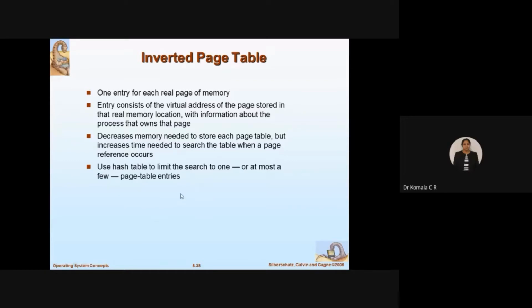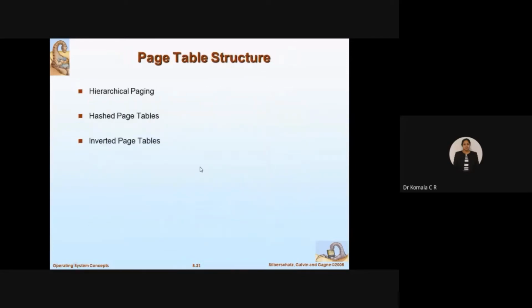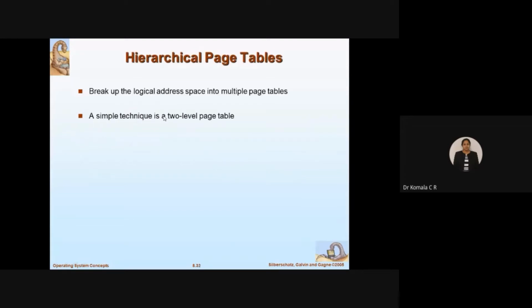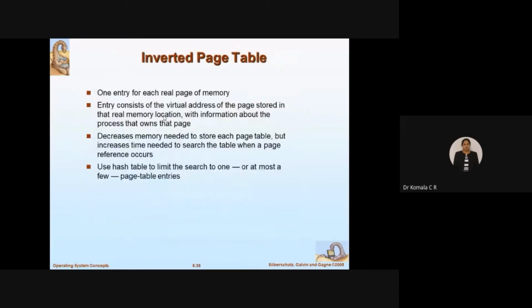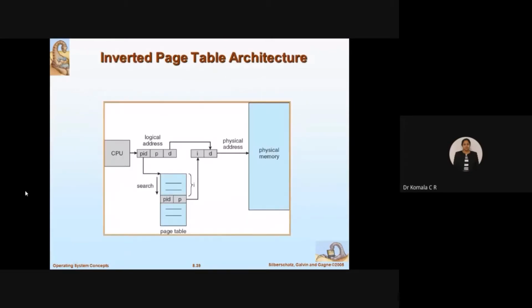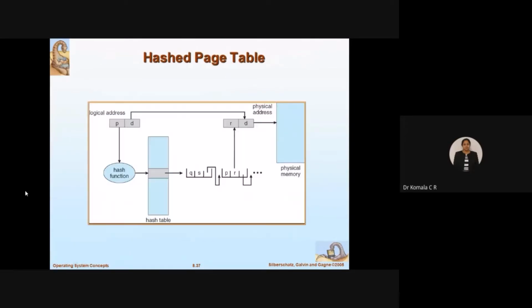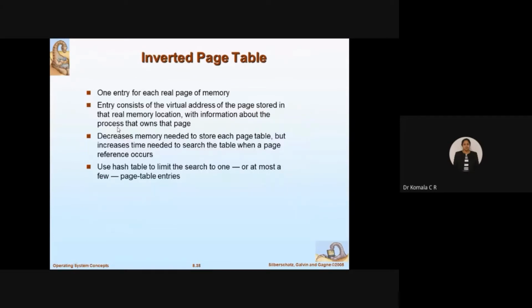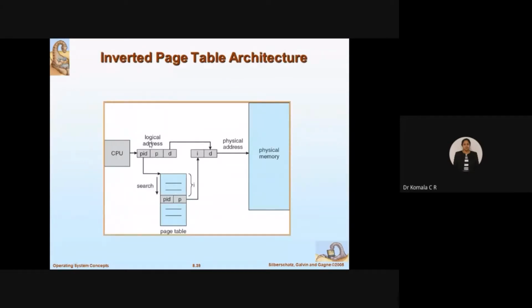Whenever you have only a few pages, then we go for the inverted page table or the first technique. What was the first technique? Hierarchical paging. When you have more pages, then we go for hash page tables. Let us see how the technique is followed in the inverted page table. So here this is the concept. See, in the previous cases we had only P and D, right? Here I have to consider one more block. What is that? PID, the process ID, you are supposed to consider.